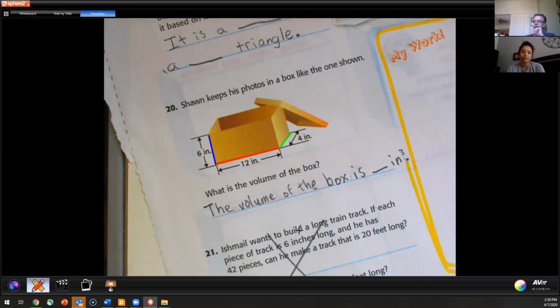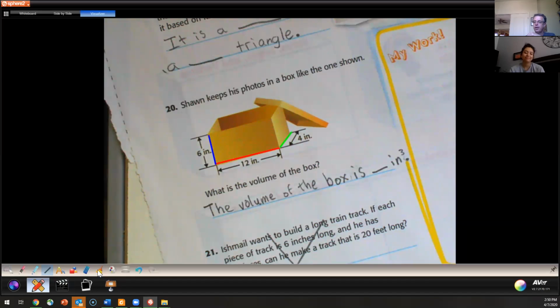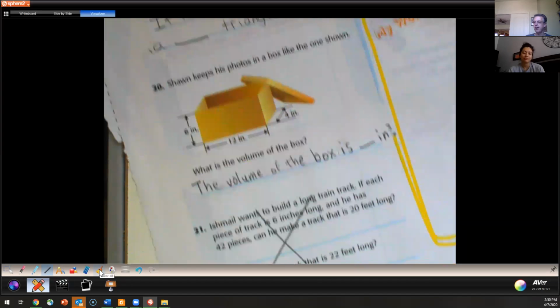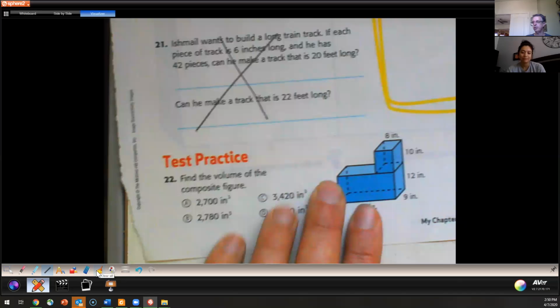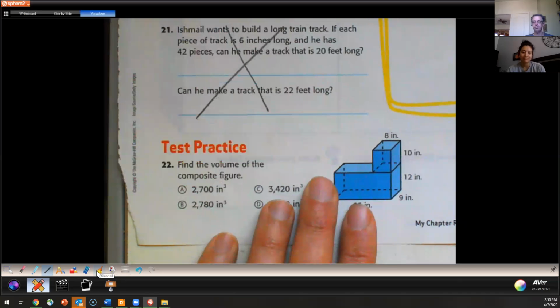Make sure you're writing your work down so you can check it tomorrow to make sure that you've done the calculations correctly. So length times width times height. And we're going to skip number 21. That's not going to be on the test, so you won't need to worry about that. There's only one last one to do, and that is number 22. And Ms. Garcia will walk you through that.